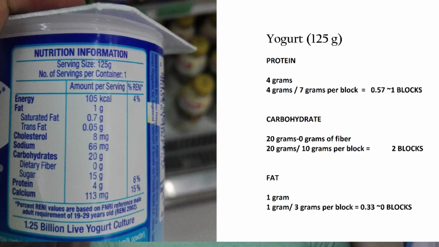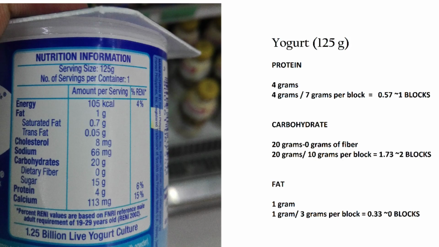Okay, first product, we have the yogurt. It has 125 grams in the package. The protein content is 4 grams. According to Berry series, there are 7 grams of protein per block. So 4 grams divided by 7 equals 0.57, or approximately we can round it up to 1.